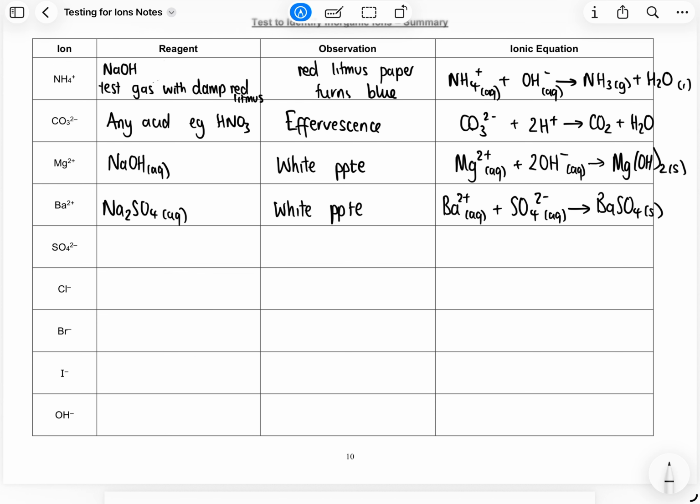And then to test for sulfate ions, it's kind of the reverse. We're going to use barium ions as a source of, so barium chloride as a source of barium ions. We're going to get the same white precipitate. So we're going to have the same equation as above.